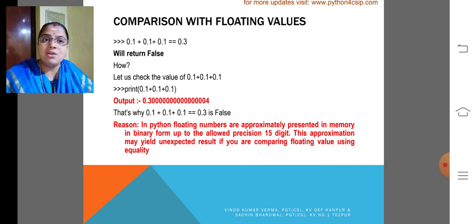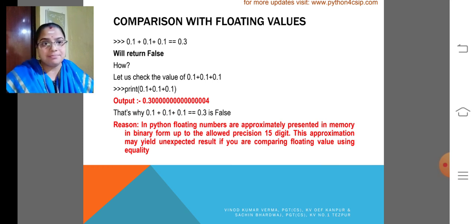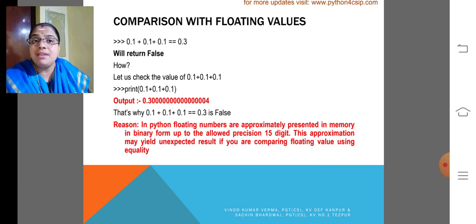How? Let us check the value. Print. It will print 0.3, then after 15 digits of precision, it will print 4. So the interpreter will take 0.300004 equal to 0.3. Then it becomes false. The reason is that in Python, floating numbers are approximately represented in memory in binary form up to the allowed precision, that is 15 digits. This approximation may yield unexpected results if you are comparing float values using equality. That is why we are getting false as the output.